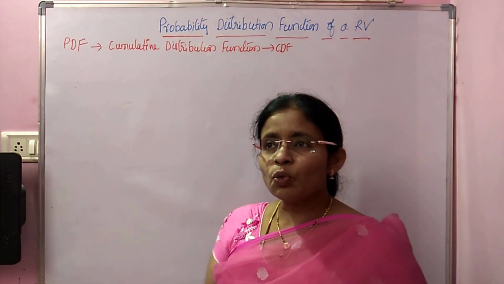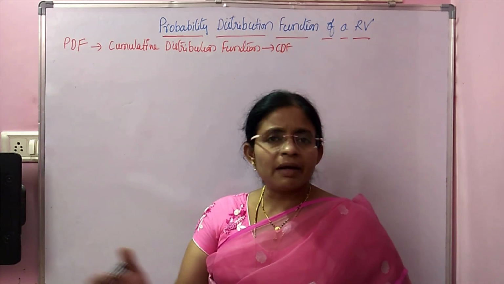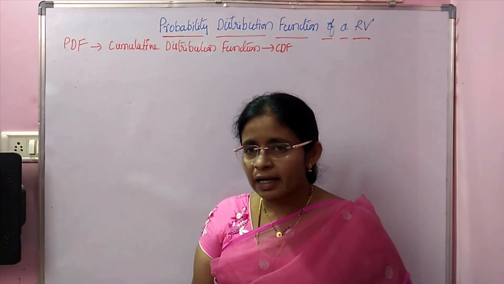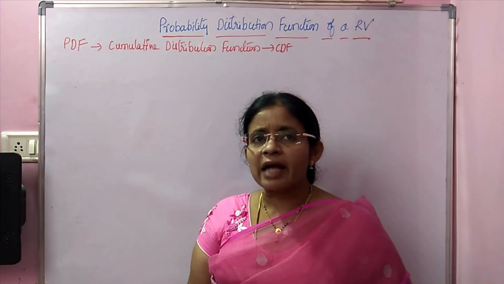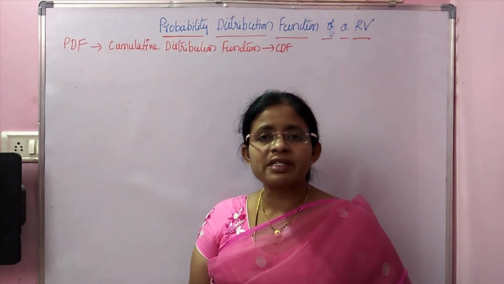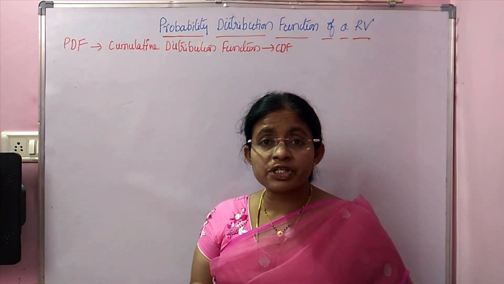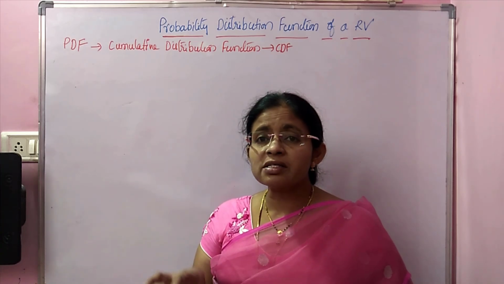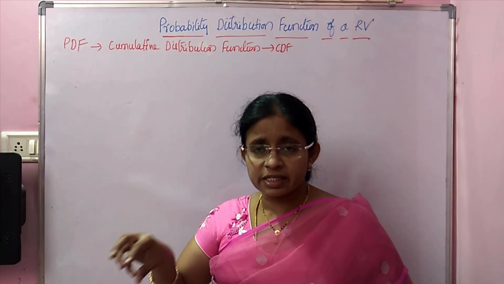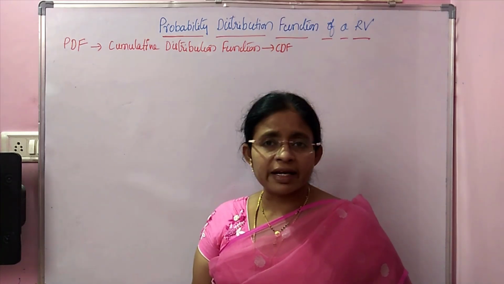So what is this probability distribution function of the random variable? In the last video, I explained to you about the random variable. What is a random variable? A random variable is a real function which maps all the elements of the sample space into real values. This probability distribution function explains how the probability is distributed for the elements. I'll tell you one example.